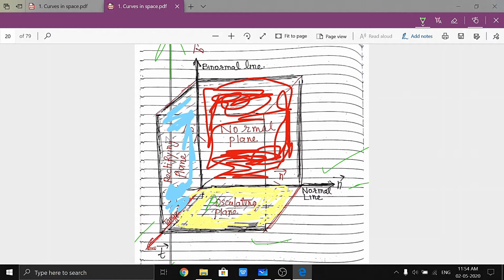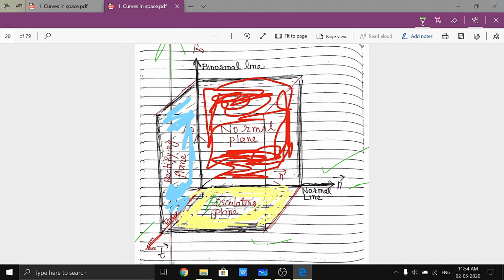So remember these three planes. If you are sitting on a base, you are sitting on the osculating plane, your left-hand side is the unit tangent vector, the front is the normal plane, and the left-hand plane is the rectifying plane. Now let us discuss these three planes.